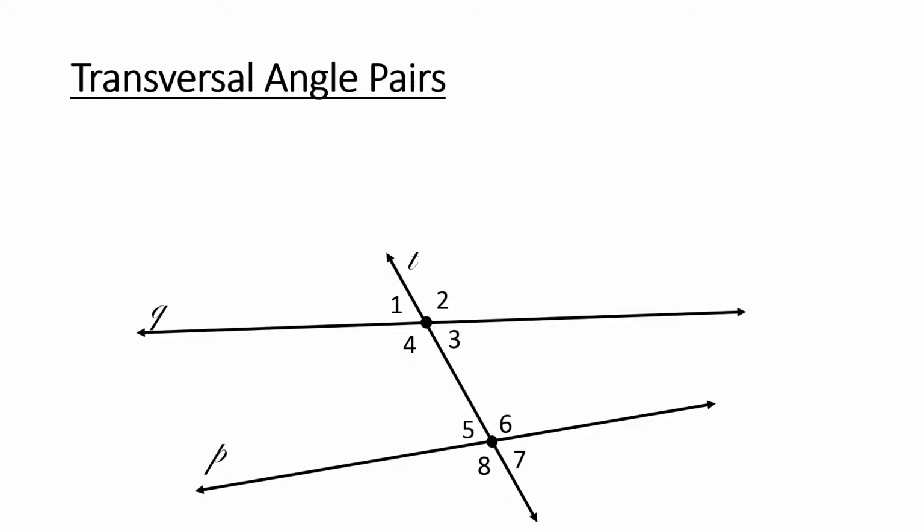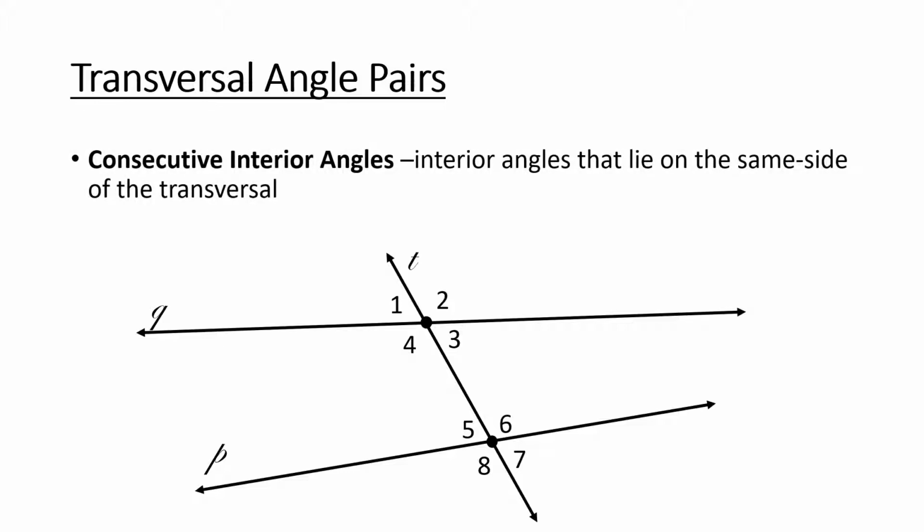Another pair of transversal angle pairs are consecutive interior angles. In this case, those are interior angles that lie on the same side of the transversal. Key point being here that the word consecutive usually means that they are on the same side of the transversal.